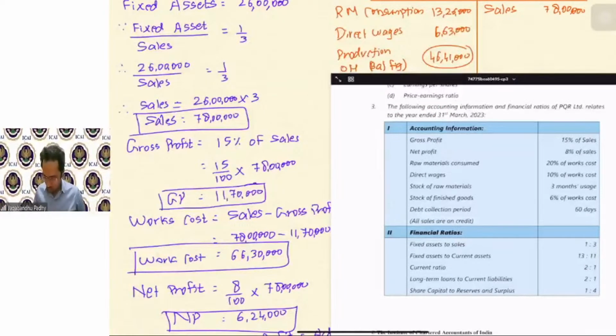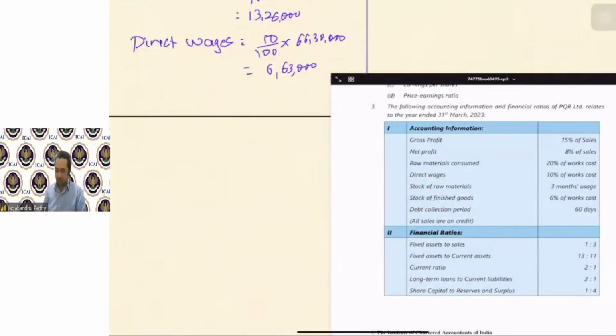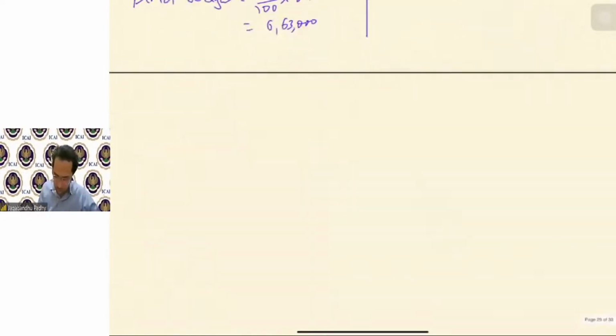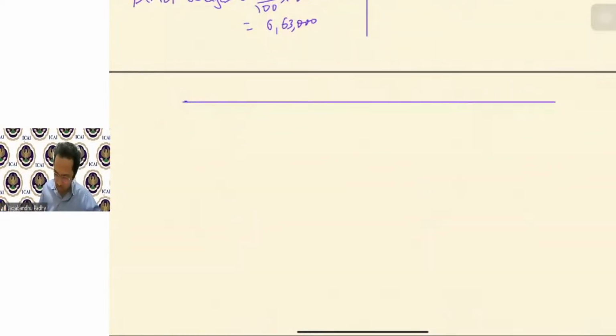Okay, so stock of raw materials, stock of finished goods, this we are going to use for the purpose of getting the balance sheet figures. Even debtors is going to be computed using balance sheet figures, and then we have these numbers. So let us go ahead with the next step of preparing the balance sheet. So we have fixed asset to sales. From that, we got the value of sales, and fixed assets we already know. Let me just prepare the balance sheet and then maybe carry out the working notes as required.